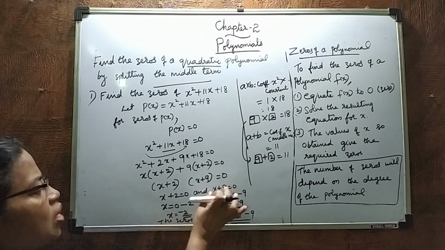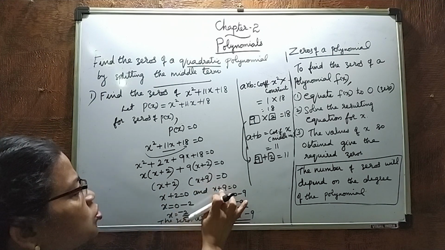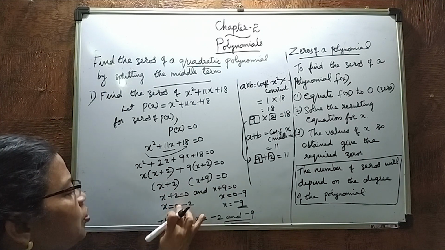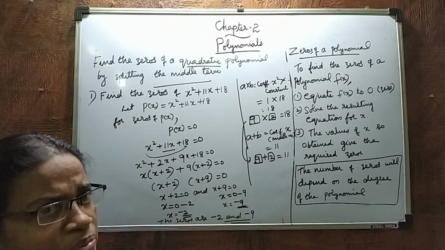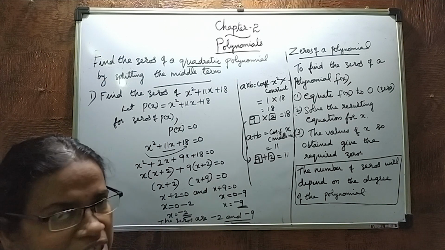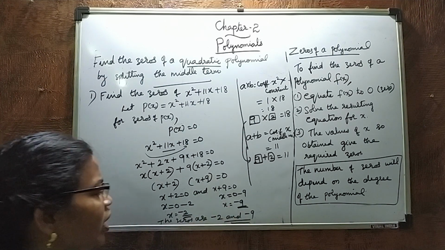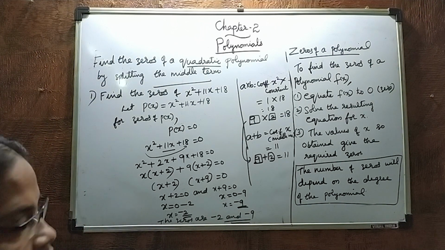Take these two terms outside. So x plus 2 is equal to 0 and x plus 9 is equal to 0, and keep it 0 here, and then plus 2 becomes negative 2 there, and then x is equal to 0, plus 9 becomes minus 9, and x is equal to negative 2 and negative 9 are the zeros.